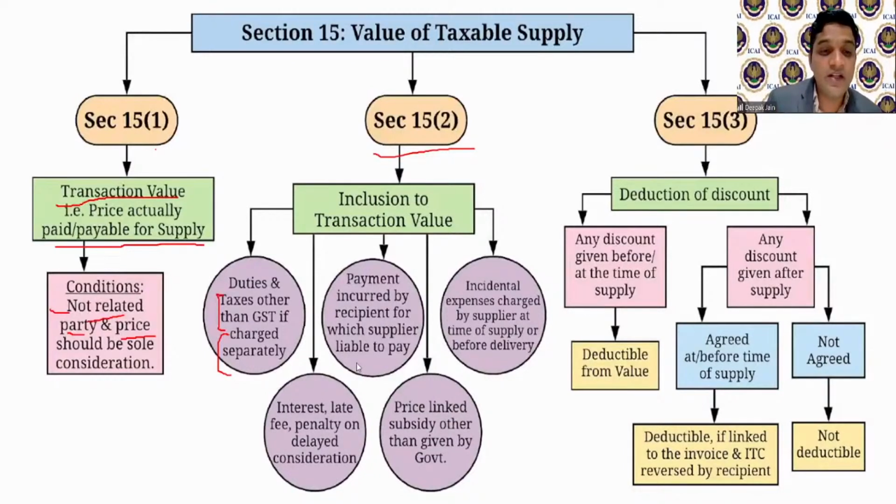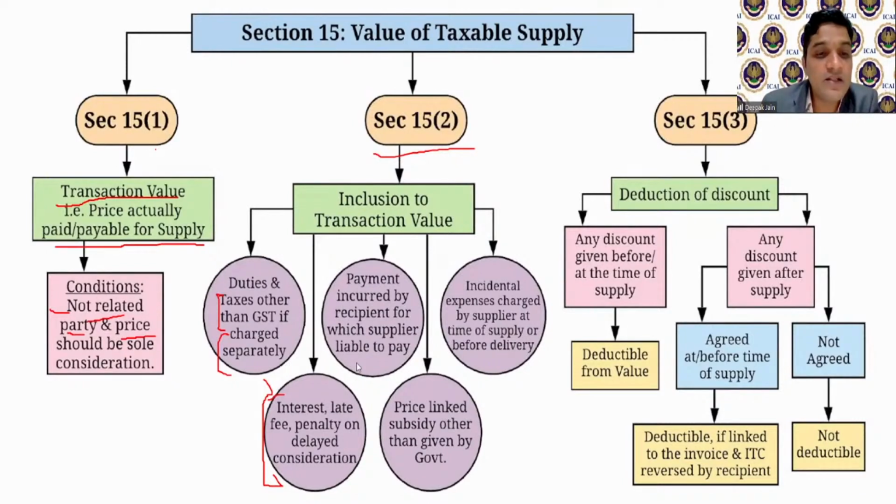Then what is the second thing I will include? Interest, late fees, penalty for delayed consideration. Okay. Interest, late fees, penalty, what we had discussed, that also becomes part of the transaction value. Because why am I paying interest? I'm paying interest because I have defaulted on the payment on time for the sale. Had I not made the sale transaction, I would not have a right to collect interest. So this interest is related to this sale. So I will include any interest, late fees or penalty as a transaction value.